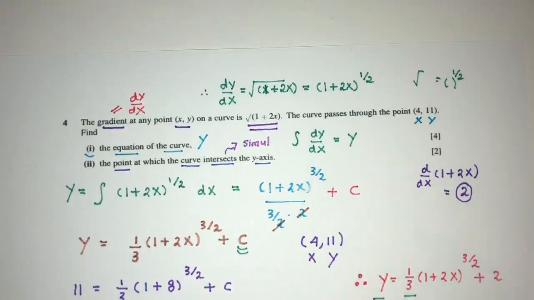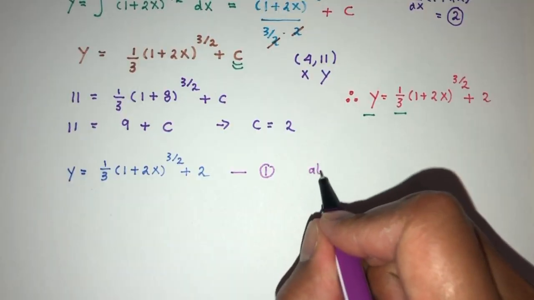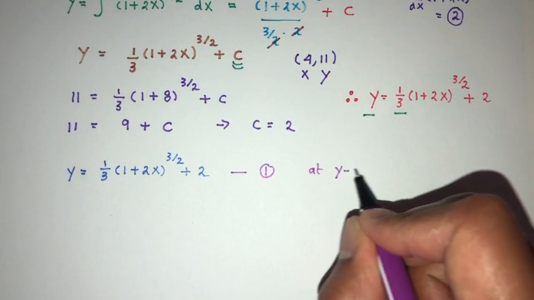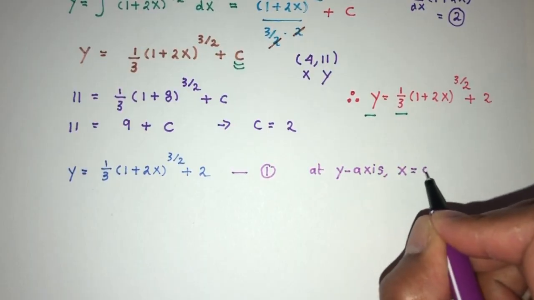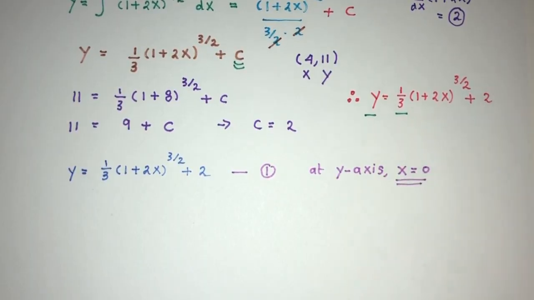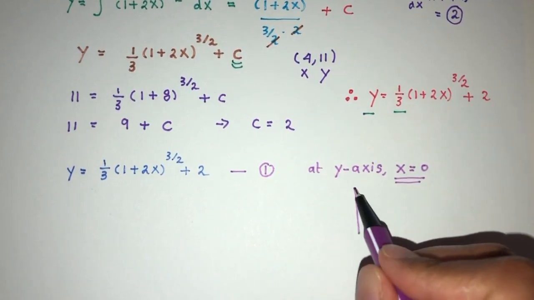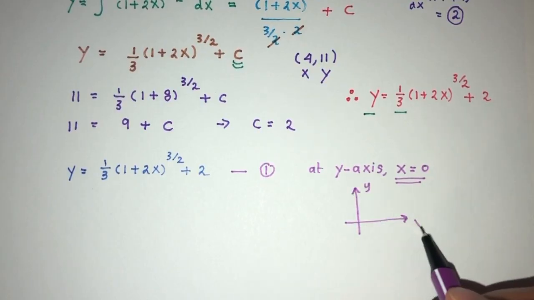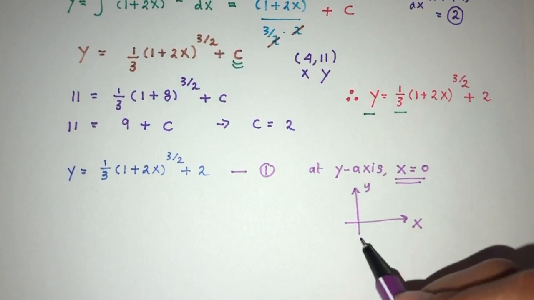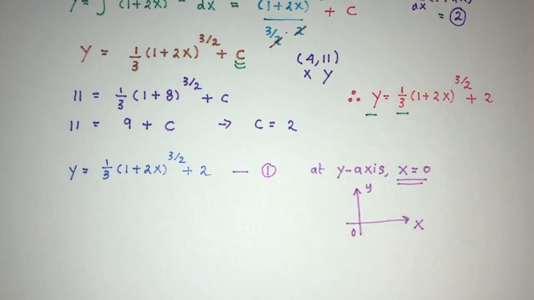Now it meets with the y-axis. Now we understand that at the y-axis, what happens? The value of x has to be 0. So I hope you guys understand this. On the vertical line, obviously, because here we have the x-axis and the y-axis. This is y and this is x. On the y-axis, obviously, the value of x will be 0. So that's why we know this.